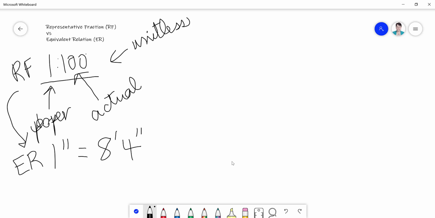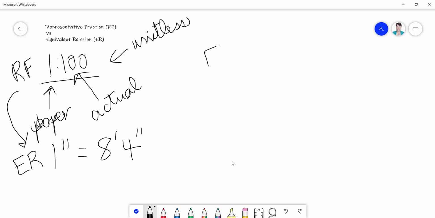Okay. And you can tell that the 1 to 100 is a representation of a ratio of what the drawing is trying to show you. So it's a representative fraction. Don't let the word fraction throw you. Remember, a ratio like 1 to 100 is actually a fraction because fractions are actually ratios.